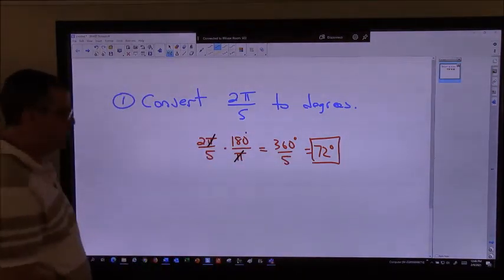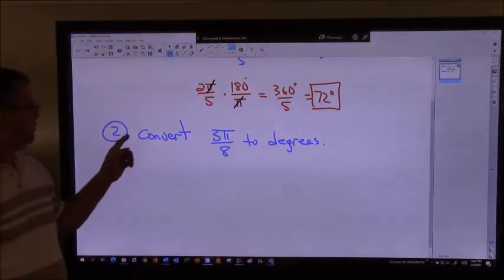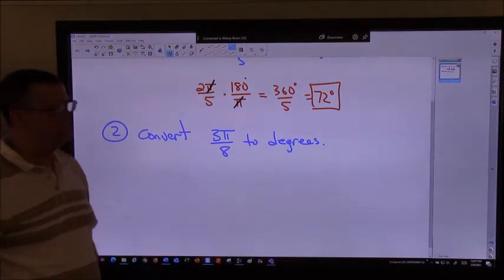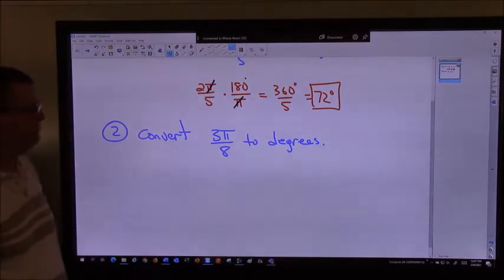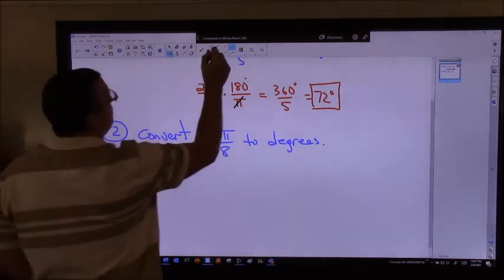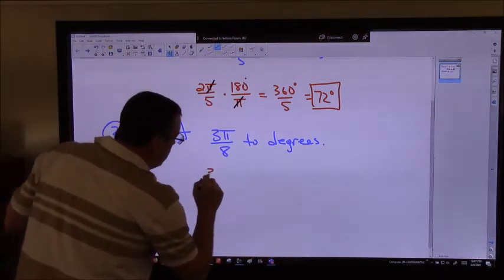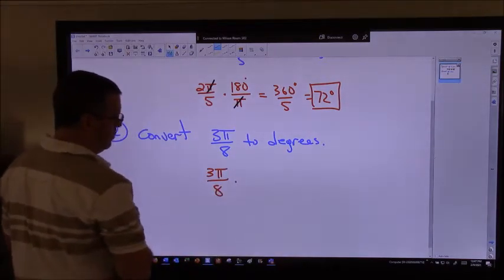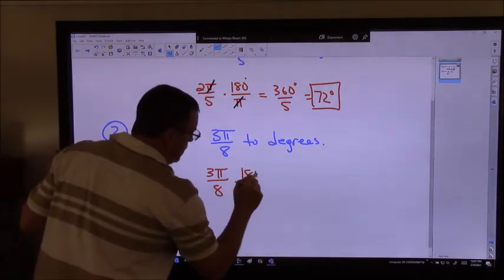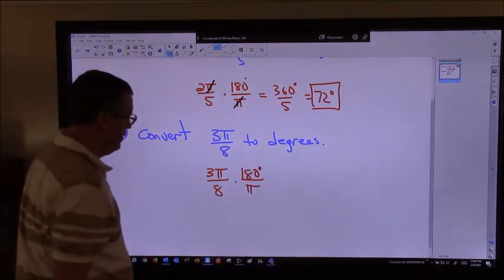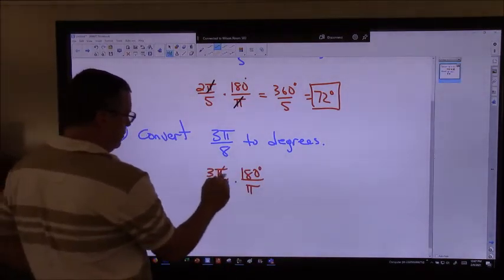Let me give you guys one to try. Alright, so let's try this one. We're going to convert 3 pi over 8 into degrees. Okay, you guys give it a shot. Alright, so 3 pi over 8. I want to convert that to degrees, so I want 180 over pi. There's my degree sign. So again, the pi's will cancel.